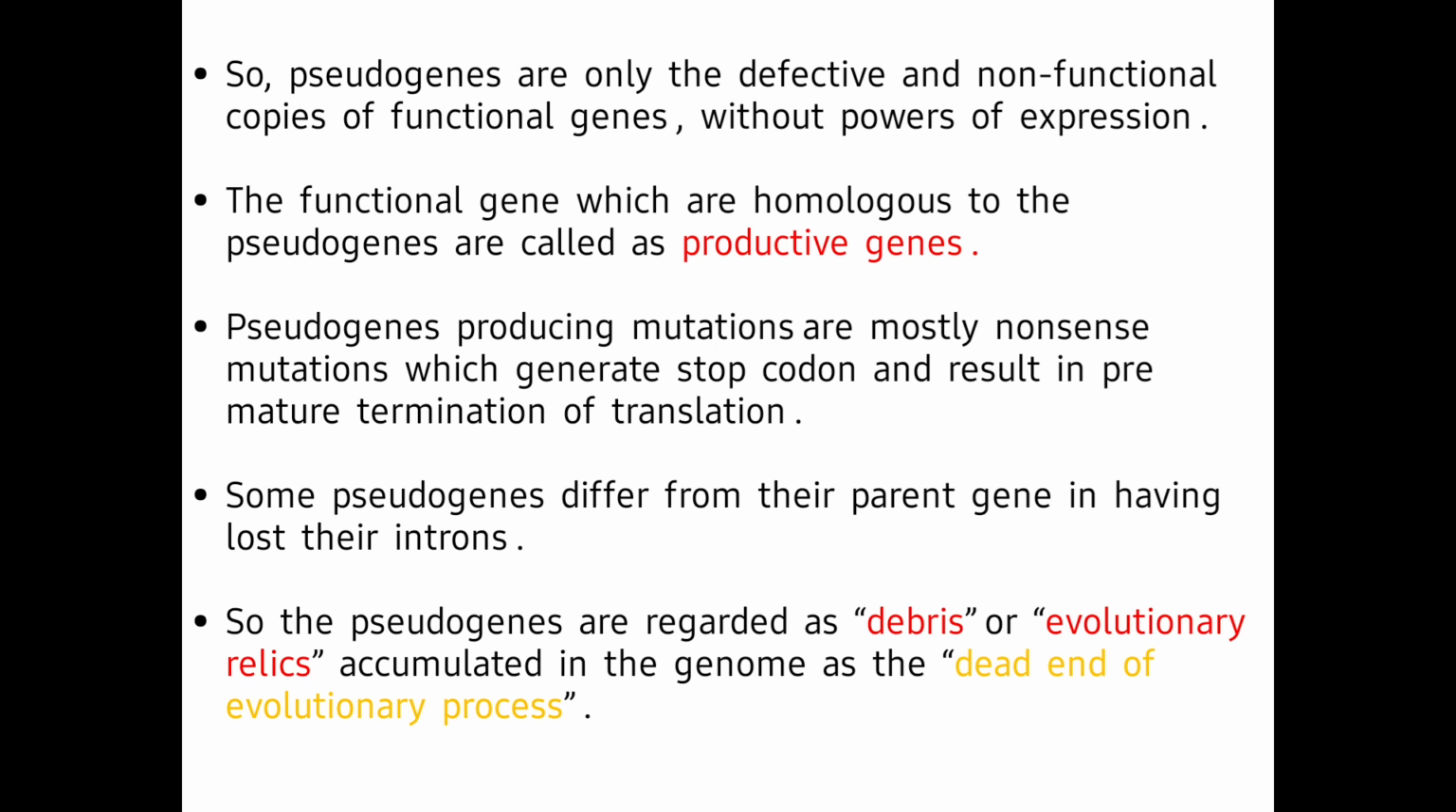Some pseudogenes differ from the parent gene in having lost their introns. As we said before, like our normal gene we have introns and exons, and the same way it will be homologous in the pseudogenes. But in some genes it will be different, because of the loss of introns, or the absence of introns. So the pseudogenes are regarded as debris or evolutionary relics accumulated in the genome, as the dead end of the evolutionary process.